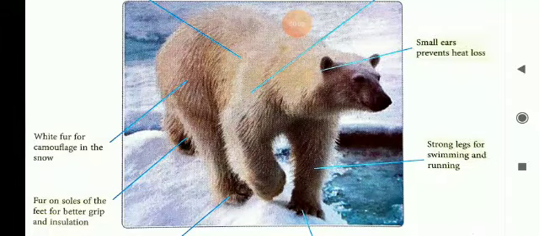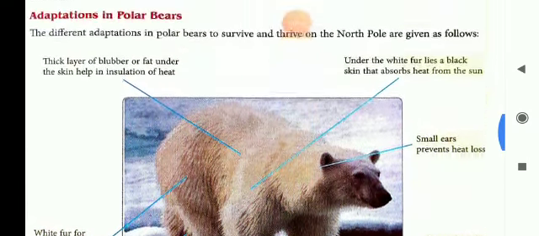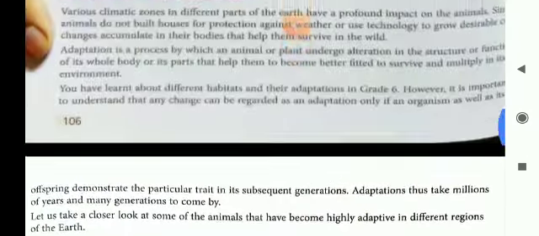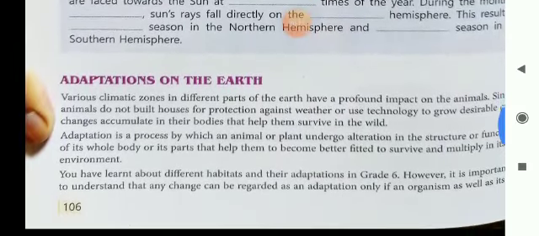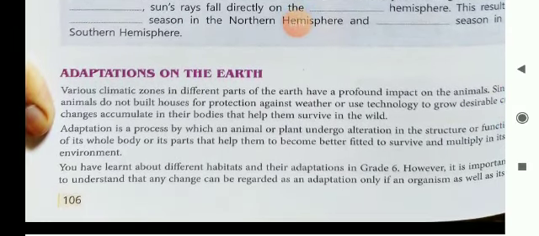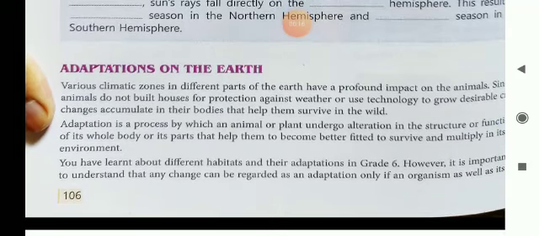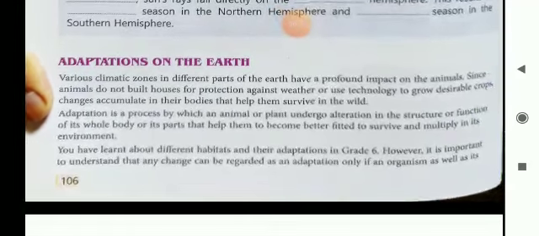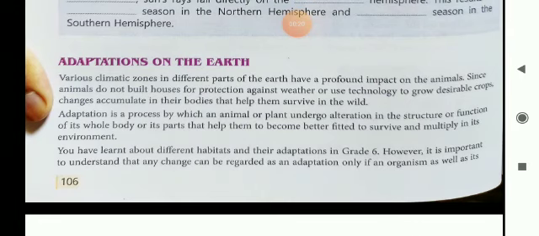So today we will read about adaptation. So first of all, what is adaptation? Adaptation is a process by which an animal or plant undergoes alteration in the structure or function of its whole body or its parts that help them to become better fitted to survive and multiply in the environment. That means the changes in their body structure according to the environment.